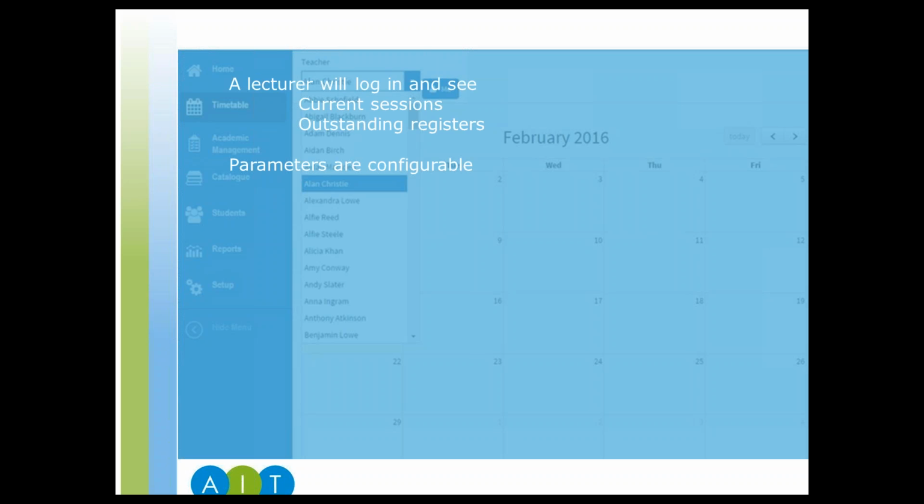A teaching member of staff will log in and see their current sessions and their outstanding registers. All these parameters are configurable, but this ensures that users are aware of the data that is in their control and ensures that they have easy access to make sure it's up to date. The system is built in a way that allows specific types of sessions or just a proportion of a session to require attendance. It also has the capability to record attendance for any other sessions or event that an organization requires to set up and maintain.